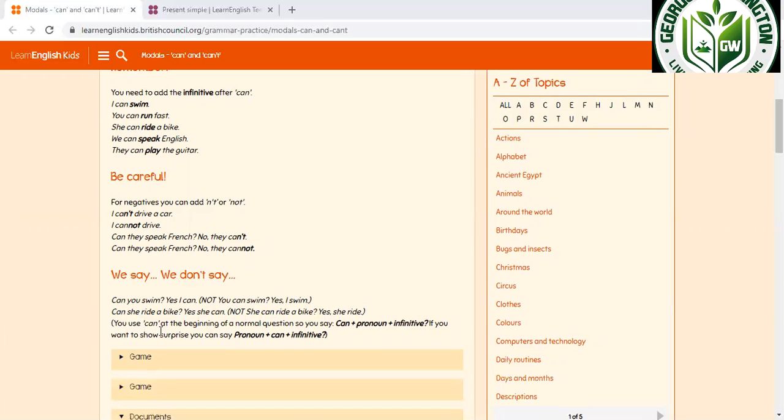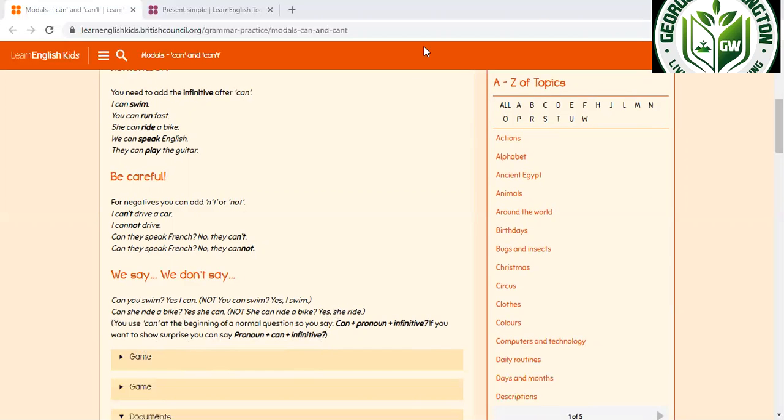You use can at the beginning of a normal question. You say can plus the pronoun plus the infinitive form of the verb and a question mark. If you want to show surprise, you can say pronoun plus can plus the infinitive and a question mark.